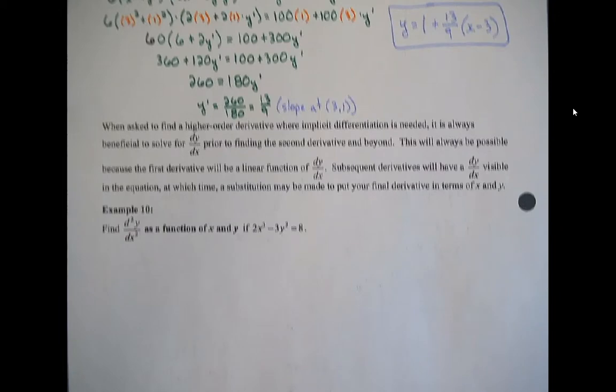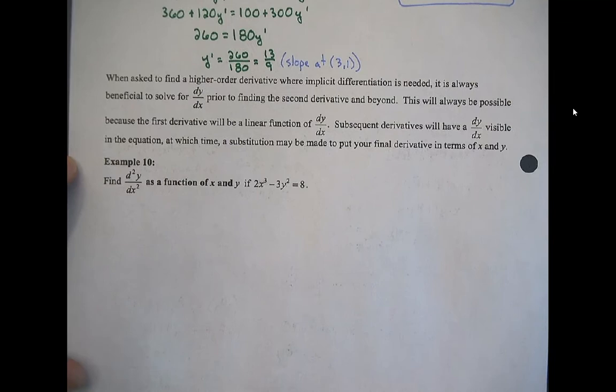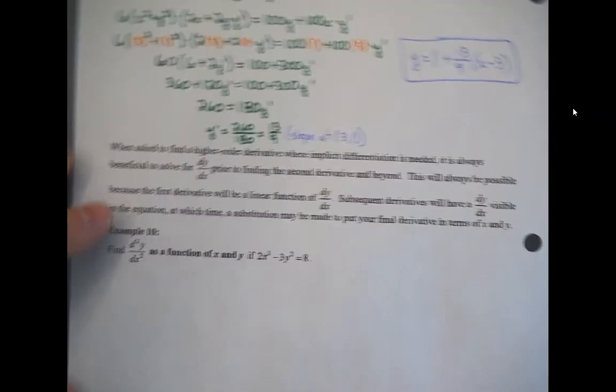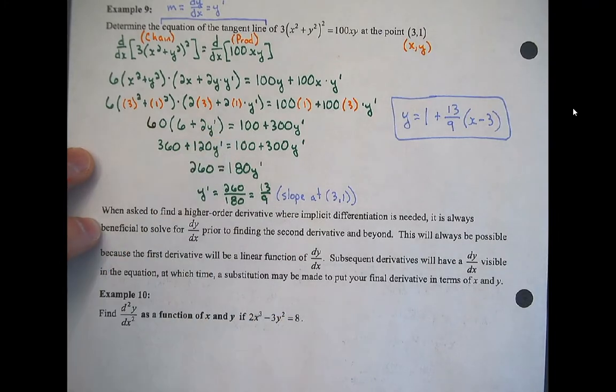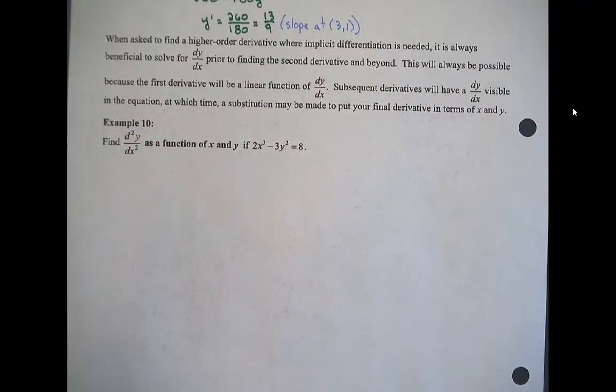When asked to find a higher order derivative where implicit is needed, it's always beneficial to solve for dy/dx prior to finding the second derivative. So what we're doing here is finding multiple derivatives. You find the first derivative and then you derive again. It's always better to get y prime by itself. It's not good to do what I did here; it's more of a hassle that way. Okay, so let's take a look. We want to find the second derivative.